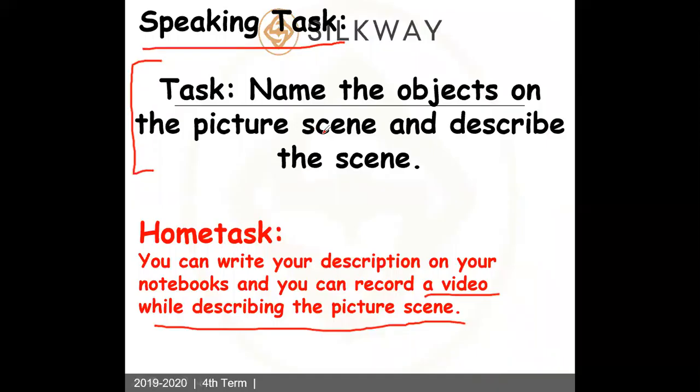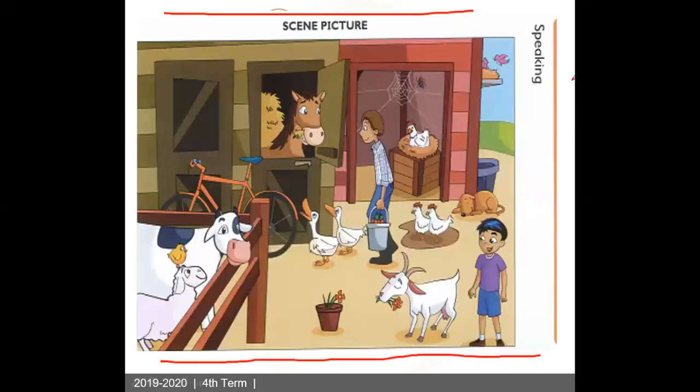All you need to do is to write your description on your notebooks. You have to describe the scene and you have to also name the objects. Name what you can see in the picture, right? Like for example, what is this? I can see chickens, right? I can see a hen, a mama chicken. So for example, I can also see a sleeping dog on the ground.